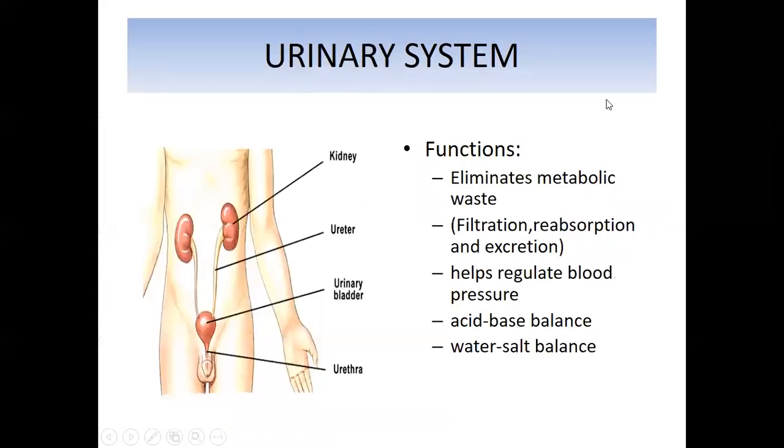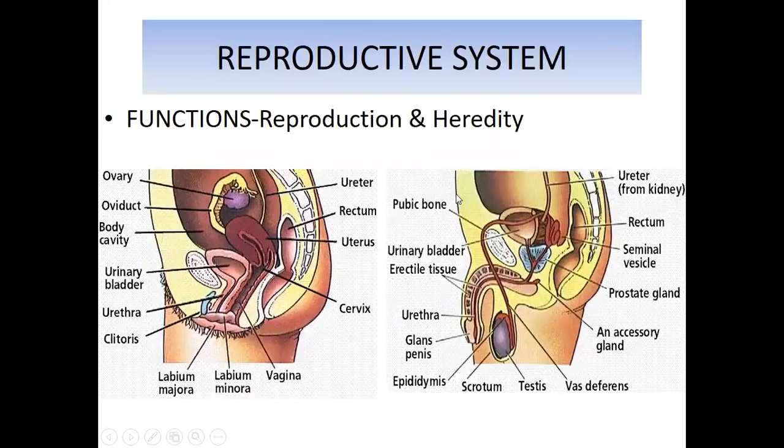And then for the urinary system, the function is to eliminate metabolic waste. It also filters, reabsorbs, and excretes. It also helps regulate blood pressure, acid-base balance, and water-salt balance. That is the function of the urinary system. And then for the reproductive system, the function is for reproduction and heredity.